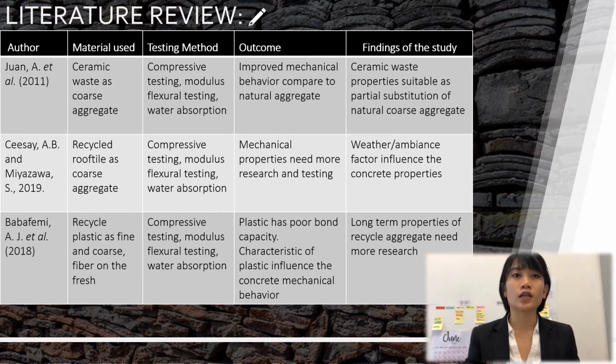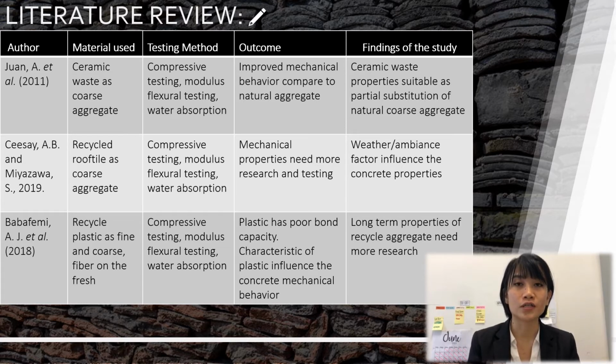weather. The third research study is done by Bmmp in 2019. He uses recycled plastic as a fine and coarse aggregate, and also uses fiber in fresh concrete. He also used the same testing methods as Juan and Kisei, which are compressive testing, modulus of flexural testing, and water absorption.